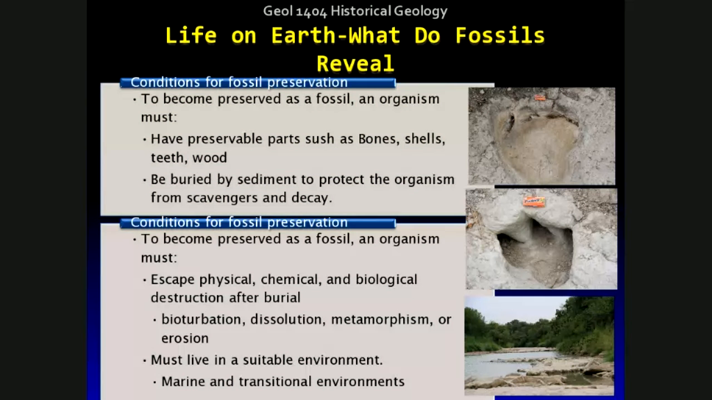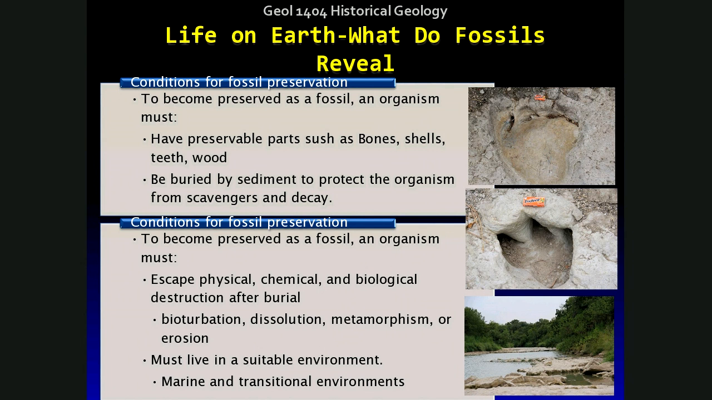Then, under what conditions do the organisms eventually get preserved in future as fossils? What are the required geological scenario, right? What is it? We'll talk about that on the slide.